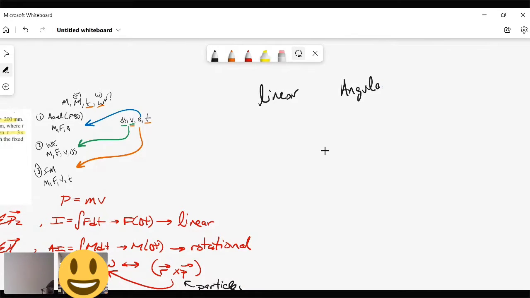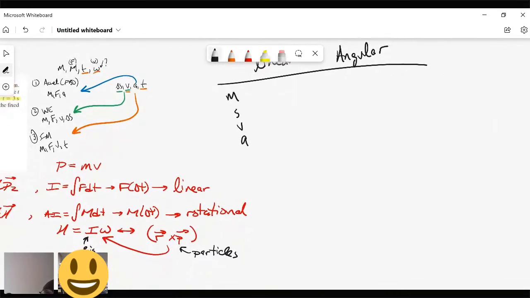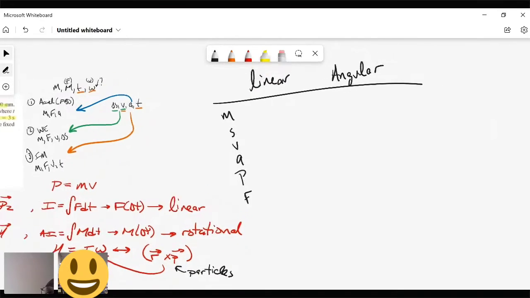Remember, we have all of these linear terms that we learned. The linear terms were mass, position, velocity, acceleration. Then we learned momentum and force. To convert from linear to angular, we know that S equals theta times R, which comes from the equation for circumference, and we're actually going to use that to solve for most of these.